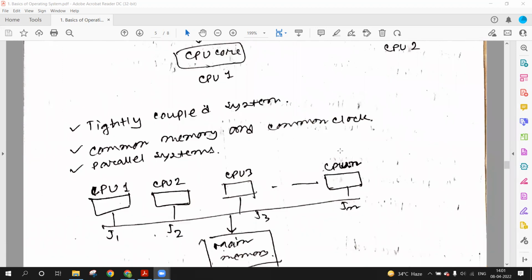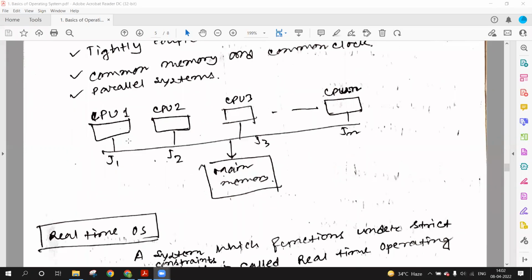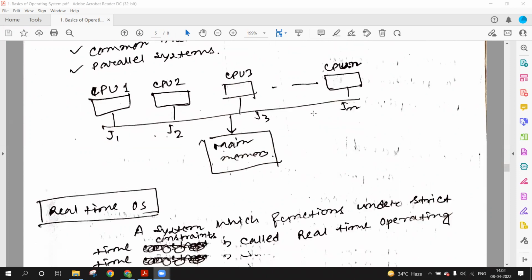So what are the features of this multiprocessor operating system? Tightly coupled operating system, common memory and common clock, parallel systems. So CPU 1 will do job 1, CPU 2 will do job 2, CPU 3 will do job 3, CPU n will do job n, in this way. And here is the main memory.